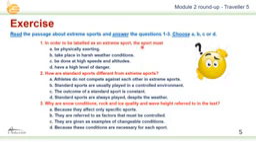Alright, this is the exercise for the previous passage, and your mission is just to answer questions from 1 to 3. Read the passage about extreme sports and answer the questions from 1 to 3. Choose A, B, C, or D. Number 1. In order to be labeled an extreme sport, the sport must be physically exerting, take place in harsh weather conditions, be done at high speeds and altitudes, or have a high level of danger.